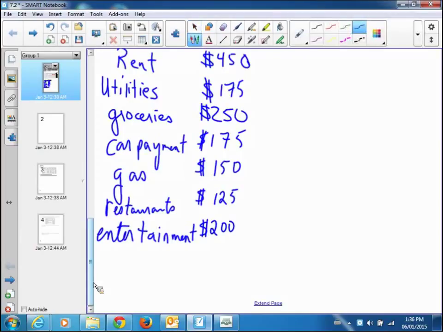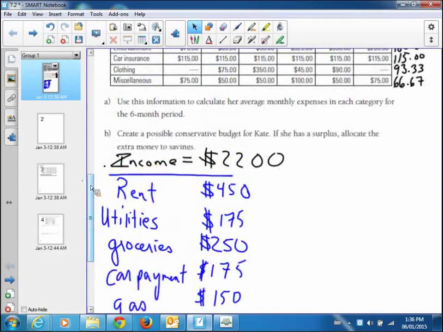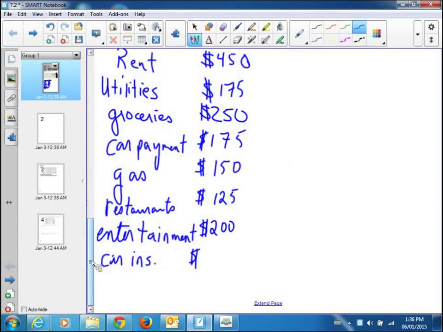Car insurance. Let's take a look at our average. Now, you know there's no perfect answer. 115 though, eh? And that's every month. So that one, we're going to keep as 115, even though I prefer 120. That's what it is. Car insurance. Clothes and miscellany.